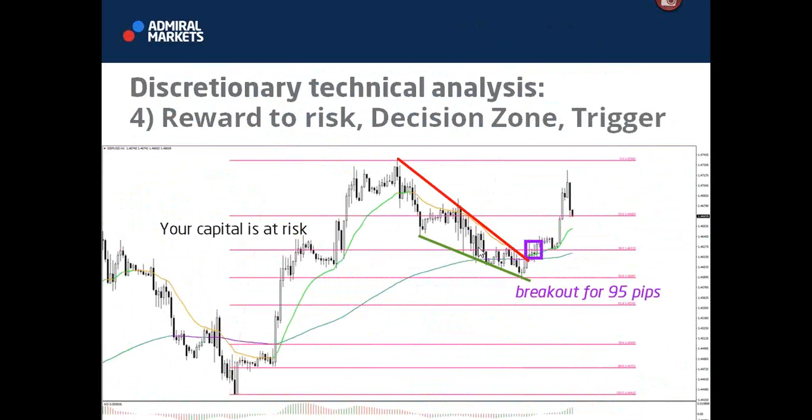Fourth, after doing the three main steps of analysis, trend, patterns, and support or resistance, we take a look at where could it be interesting to really trade, right? The first three steps are analysis. The fourth is where do we trade? Is it a good reward to risk? What is the decision zone? What is my trigger? I could, for instance, think that the 50 fib is a good potential trade, but that could be my decision zone. But what is my actual trigger to take a trade? It could be the breakout, as in this example indicated by the purple box.